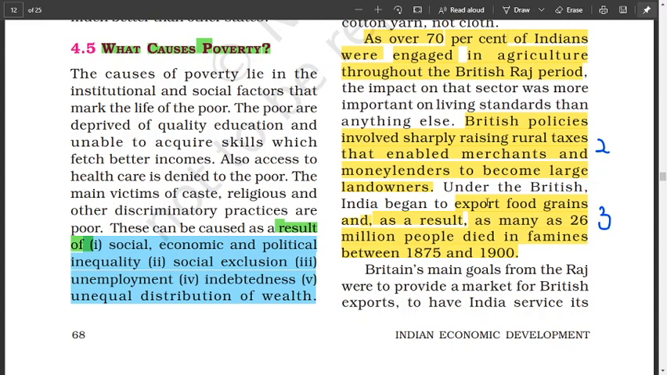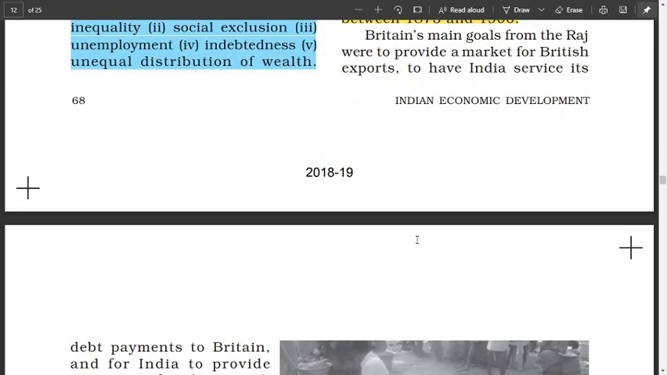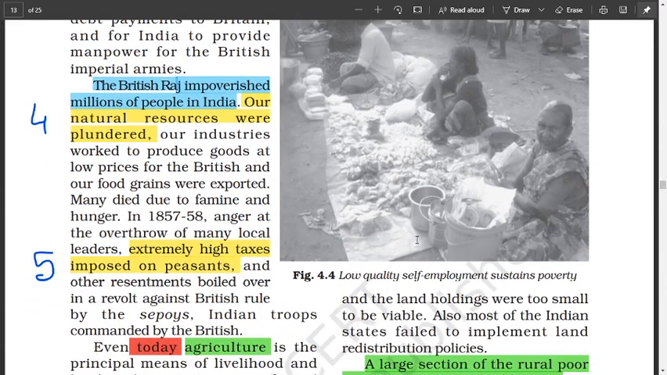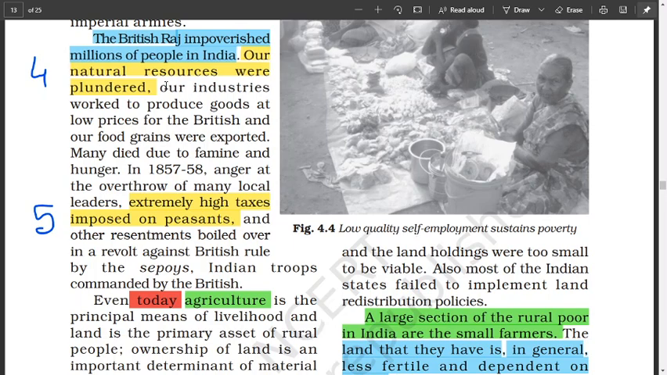Number three, during the British rule, what we sell outside, our exports, was affected. In fact, under the British rule, food grains were exported on a huge scale, and as a result, 26 million people died in the famines between 1875 and 1900. That's another reason that we are facing today, inherited from the past. The British Raj impoverished millions of Indians.